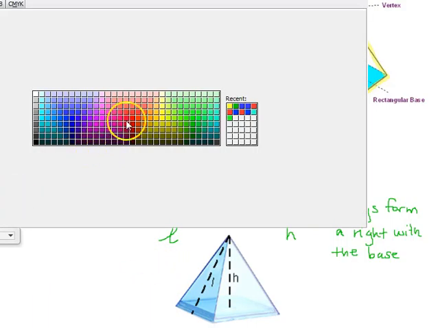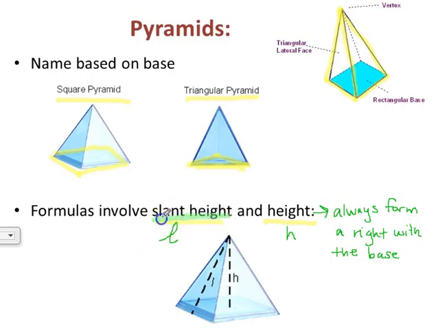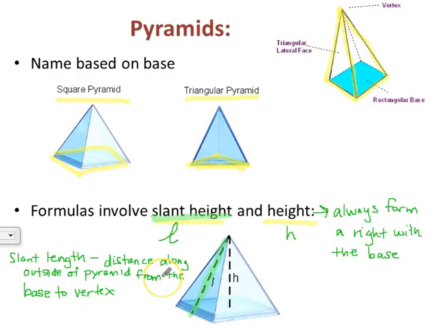I want to highlight this in a different color here. Let's do this in green. So slant length, we're going to do this in green. The slant length, again, is the height of the lateral face. Again, that slant length is a distance along the outside of the pyramid, and it starts at the base, and it's the distance from the base up to the vertex of that pyramid. That's what the slant length is.